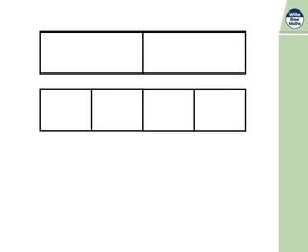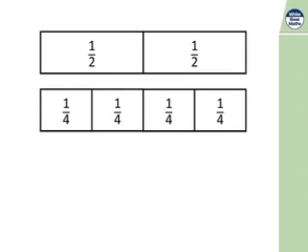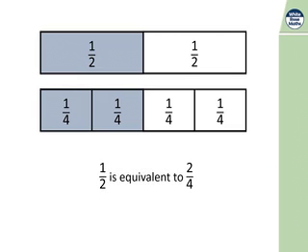Let's see. We have those 2 strips of paper, and the top one, we can see we've divided it into 2 equal parts. So each part is worth a half. And then the second strip of paper, we've got 4 equal parts. So each part is worth a quarter, or 1 out of 4 equal parts. One thing you may have noticed was that 1/2 was the same size as 2 quarters. So a half is equivalent to 2 quarters.